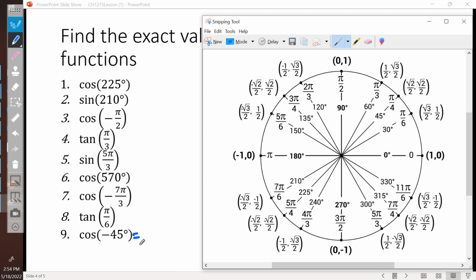All right, and lastly, the cosine of negative 45. So a 45-degree angle positive is right here, but negative, we would have to rotate the opposite direction, so it's down here. It's actually a 315-degree angle. Since we're doing cosine, we want the x-coordinate, so it's square root 2 divided by 2. All right, and this is essentially how we can use the unit circle to evaluate different trig ratios.